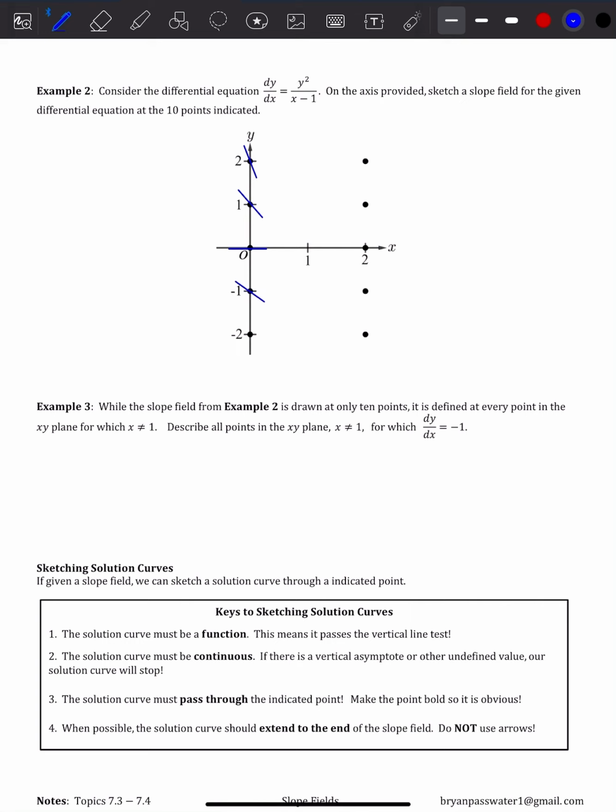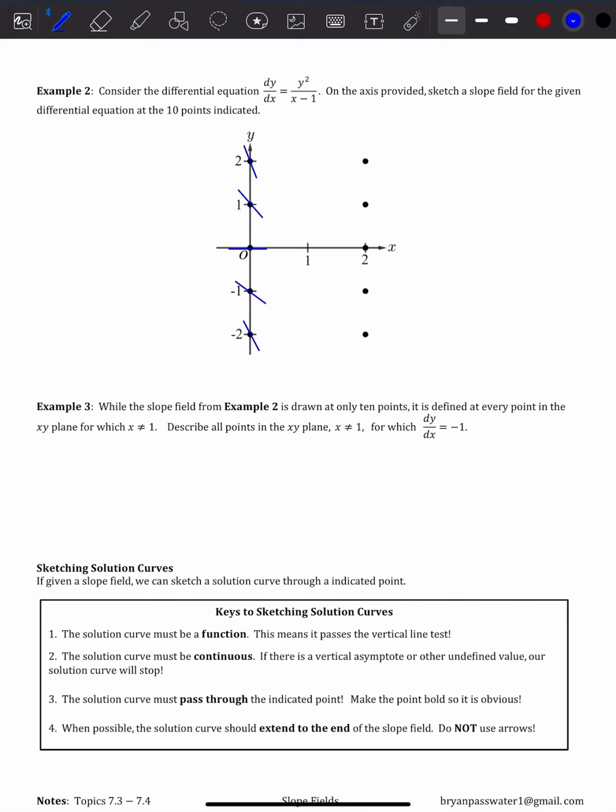I want to make those relatively the same. And then we have 2. Negative 2 squared is 4, so I have a slope of negative 4 again. So just making it pretty drastic. Okay, now we look at the other side when x is 2.